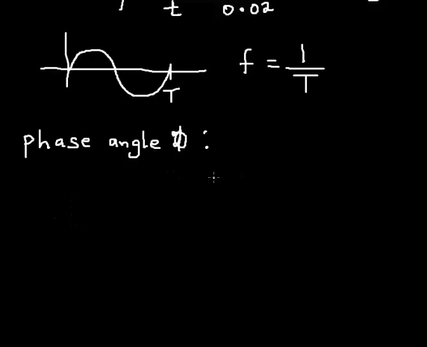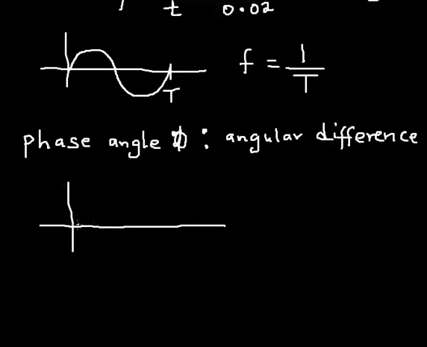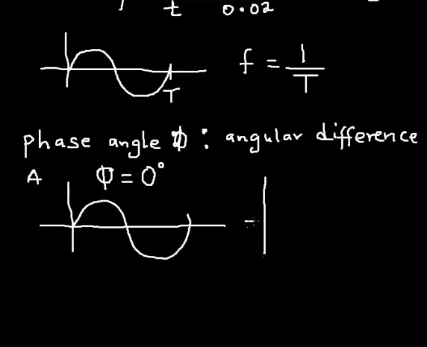Okay, so the phase angle of a wave is the angular difference between the wave that starts from the origin and the one that doesn't start from the origin. So it simply means that if a wave starts from the origin, it doesn't have any phase difference. So the phase angle of this wave is simply 0 because it starts from the origin. But let's say this is wave A, compare it to the wave that didn't start from the origin.